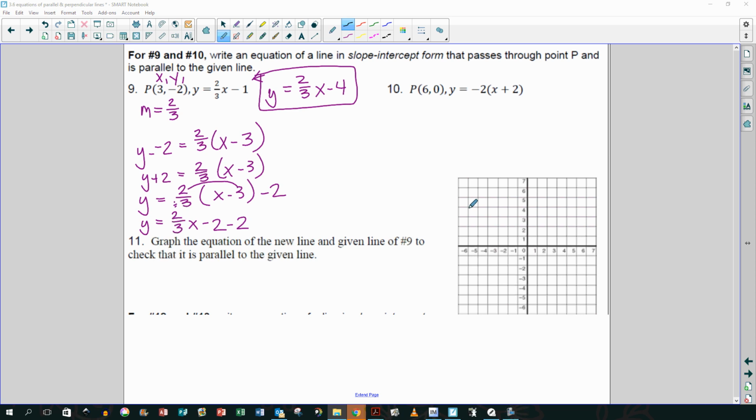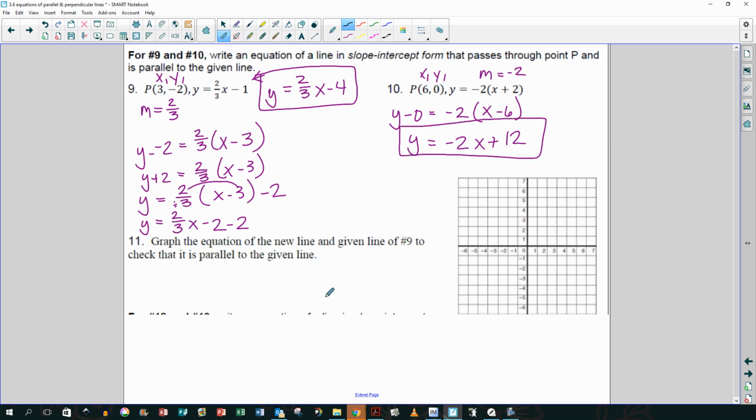Now I've got, here's my x1 and my y1. My slope would be -2 here. So y minus 0 is -2 times x minus 6. So this is y equals -2x plus 12. All right, that one was a little easier.